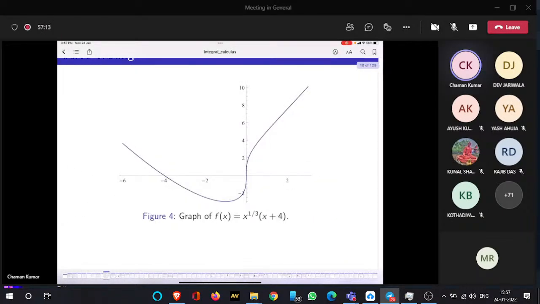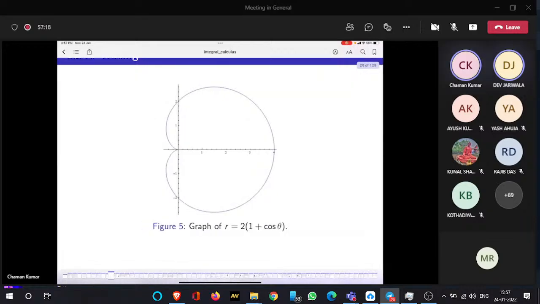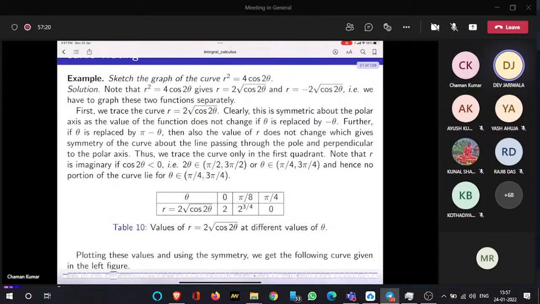Which one? Yes, sir. This one. Next. This is the one. Yes, yes, this one. How we came to the graph conclusion analytically.